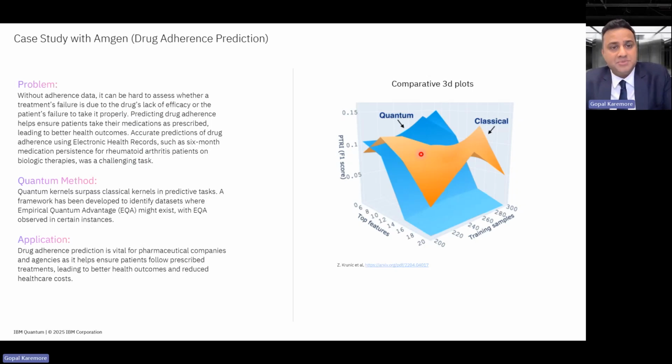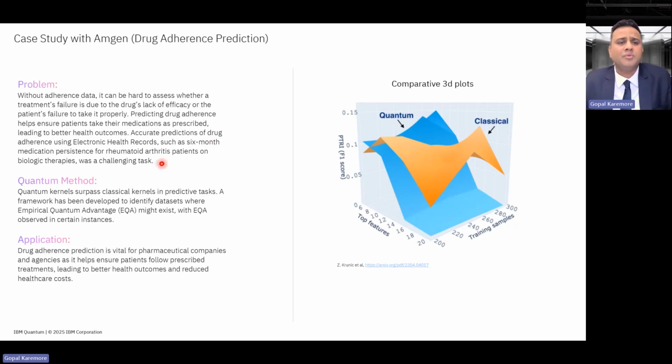Another work we have done with Amgen is about drug adherence prediction. As you can see, without adherence data, it is so difficult to really see the failure of the drug. Is it because of low adherence or because of lack of efficacy? So it is very important to have adherence prediction.